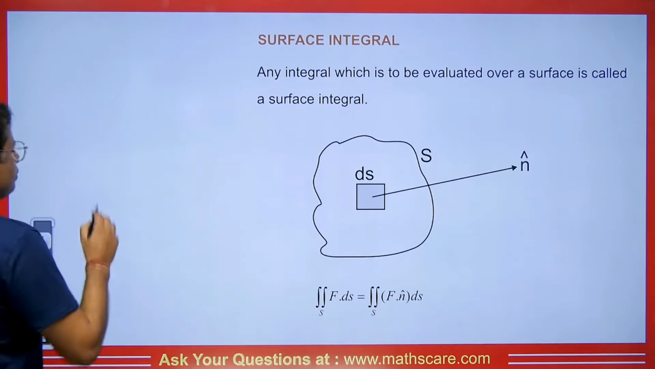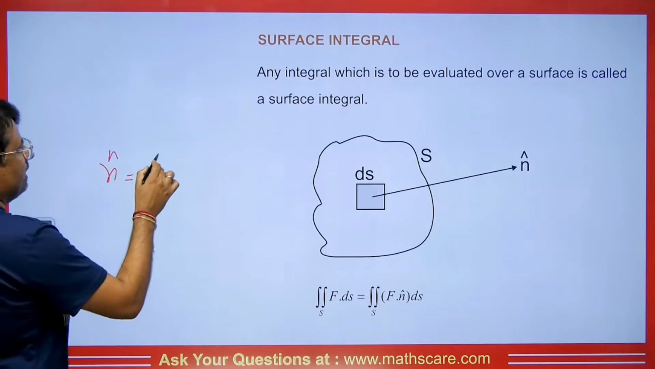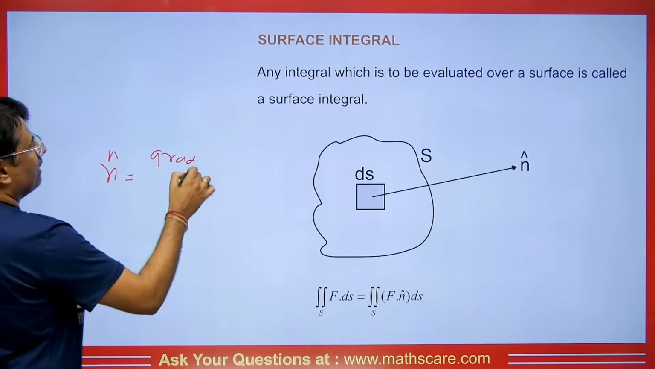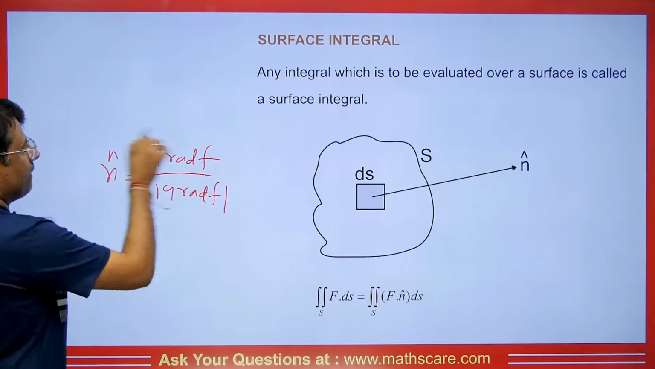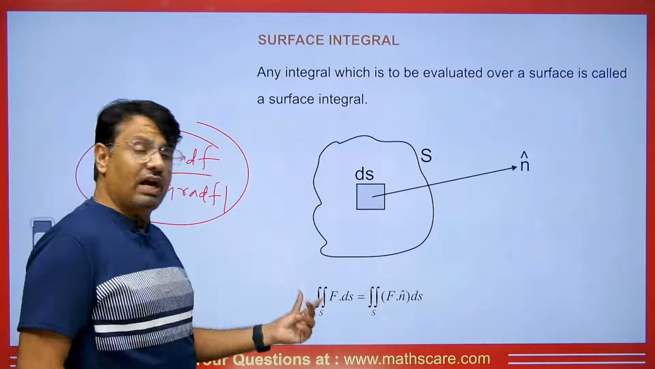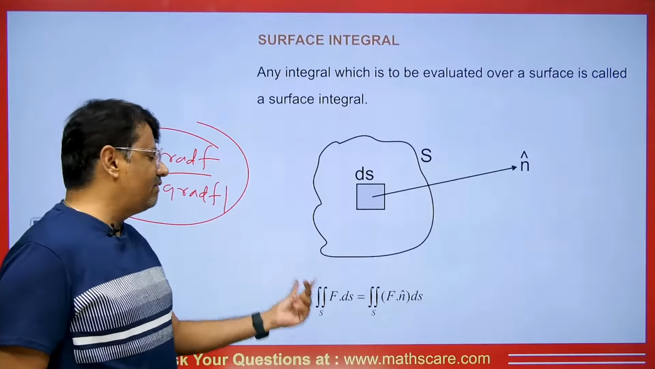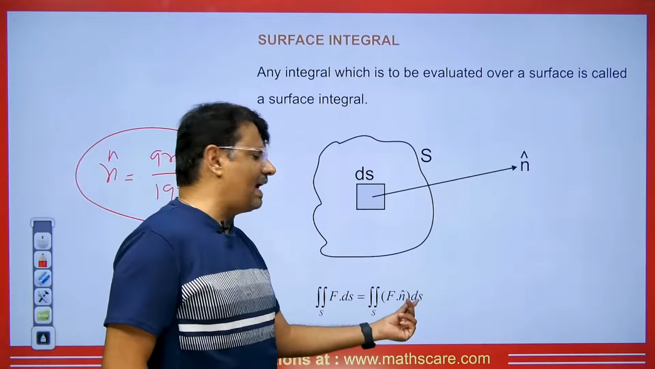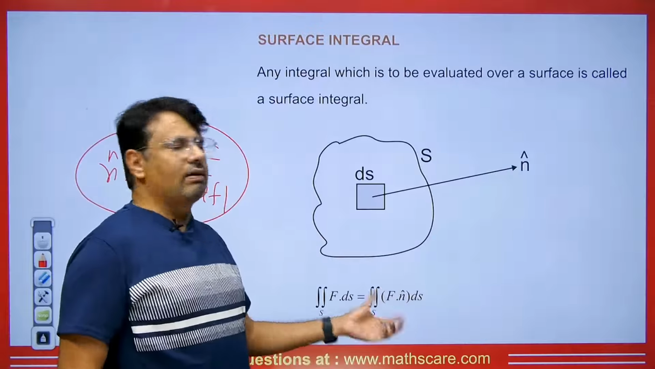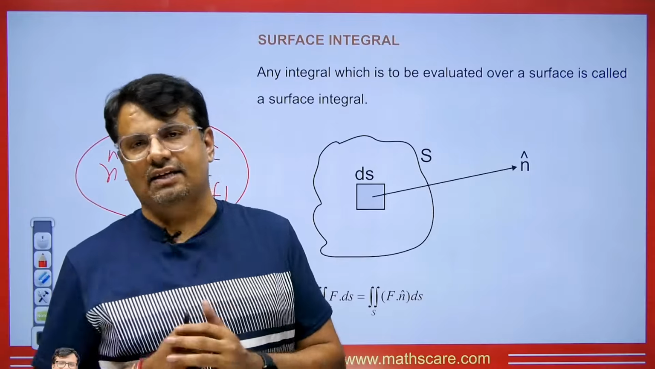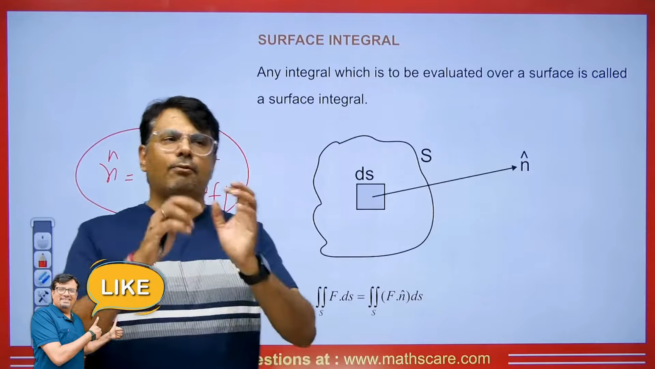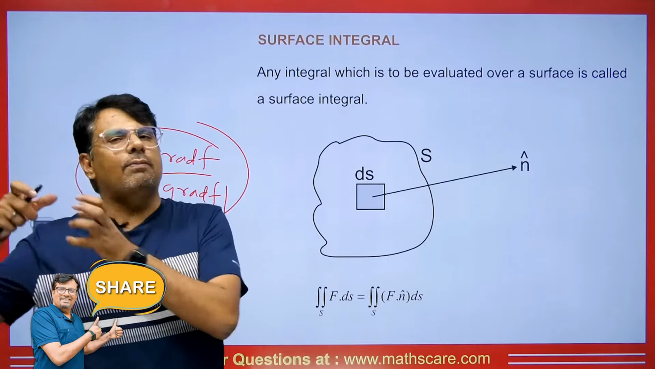This unit normal vector, for whatever function we have, we calculate the gradient and then divide it by the mod of grad f, right? So students, this is the unit normal vector. The value of the given surface integral is double integration of F dot n dS. Here n denotes the unit normal vector, but the biggest problem students face is how to calculate dS. This dS is given in the question and you have to calculate according to that.